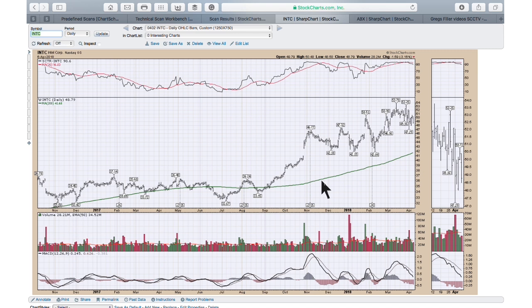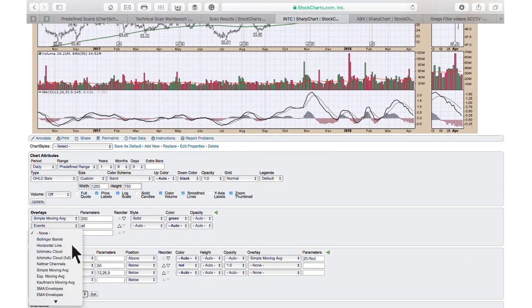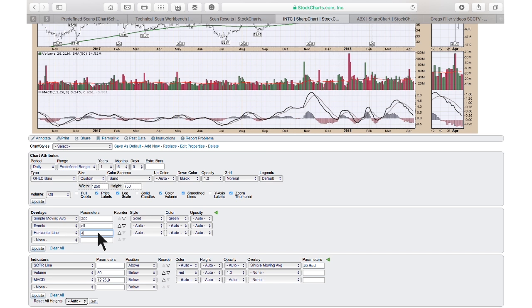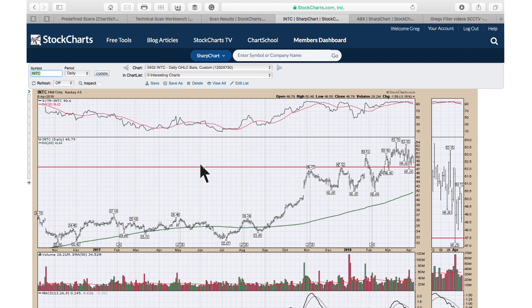Here's how to put a simple line on your chart without using the annotation tool. Let's say we want a line in here at 47.50. You can just drop down here into the overlays, pick horizontal line, add the price point, 47.5, and we're going to use a red line. We're going to make it solid and thick and hit update. And that blasts it into the middle of your chart.